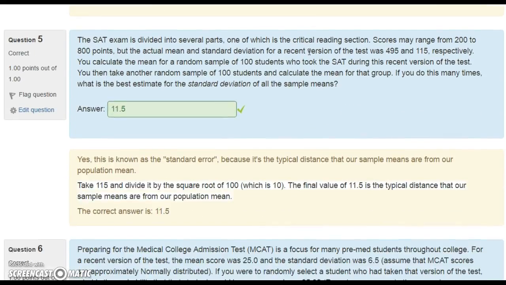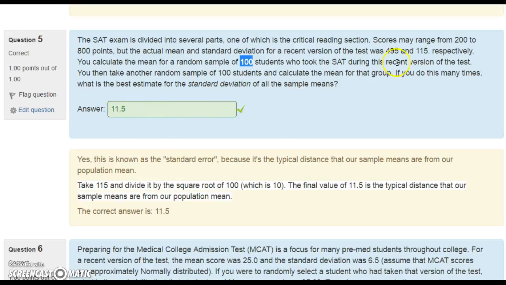Now, what you may have been thinking about on that previous question is what's the standard deviation of the sample means. So now we're talking about the distribution on the right. Now we're talking about taking 100 students, getting the mean, taking another 100 students, getting the mean, and then looking at how the shape of all these means plays out. In that case, we have to take the original standard deviation of 115 and divide that by the square root of n. Divide that by the square root of 100. Square root of 100 is 10. So we divide 115 by 10 to get 11.5.